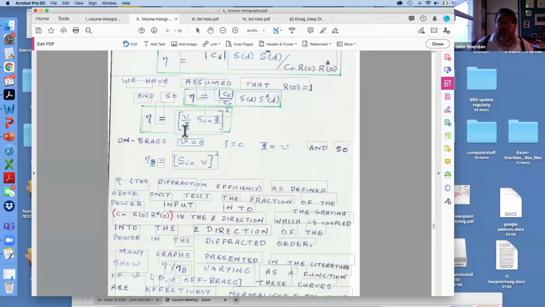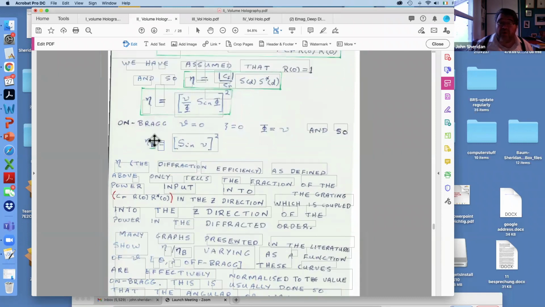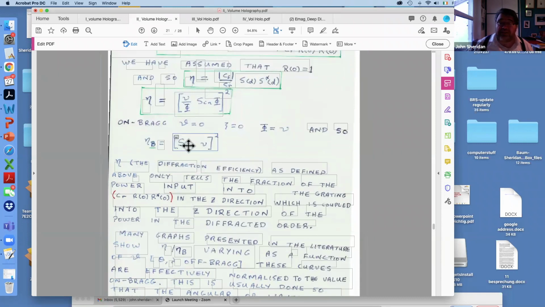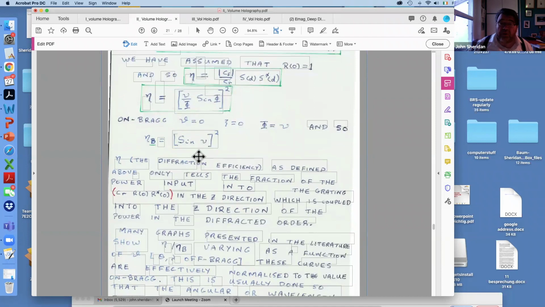And we can come down and look at the off-Bragg case, and it simplifies down to this: the grating strength divided by phi, where phi is the square root of the grating strength squared plus your dephasing off-Bragg parameter squared, times the sine of phi, the square root of the sum of the two. And when our off-Bragg parameter is 0, this phi becomes equal to the grating strength, and we're back again to exactly what we had before, that the diffraction efficiency is the sine of the grating strength all squared.